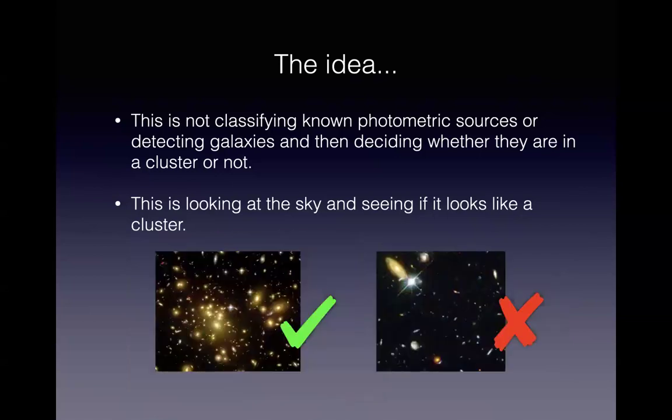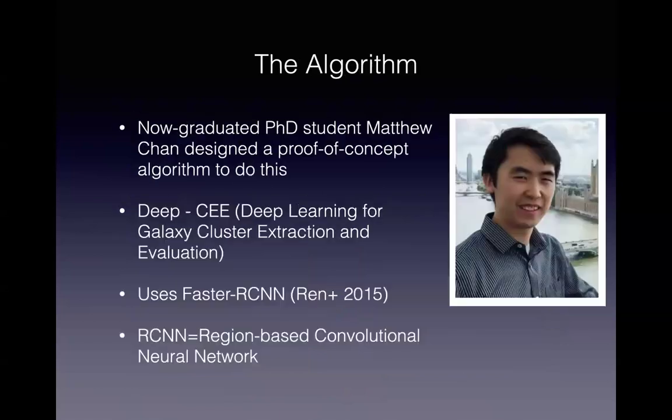So we look at a region of sky here and go, that looks like a cluster. We look at a region of sky here and go, that looks like a field. We just look at the whole sky, break it up and look at different bits of it. This was Matthew Chan, who has obviously graduated. We used DeepCE, which was deep learning for galaxy cluster extraction and evaluation.